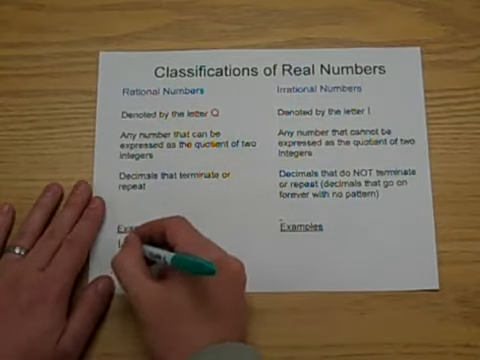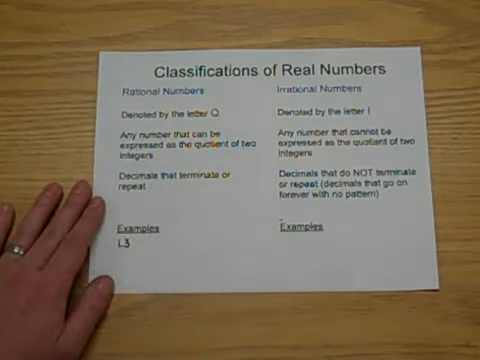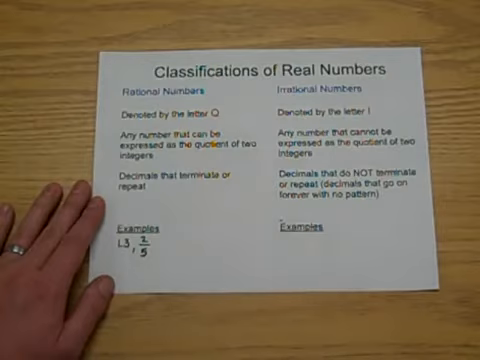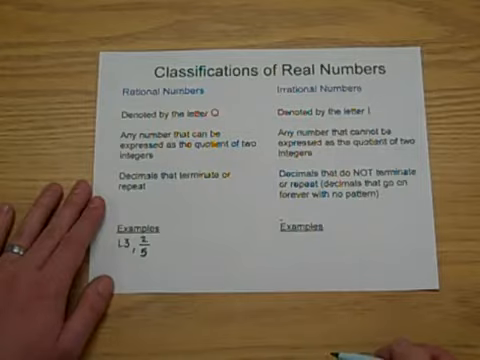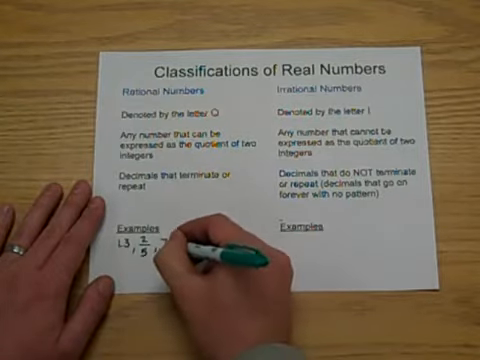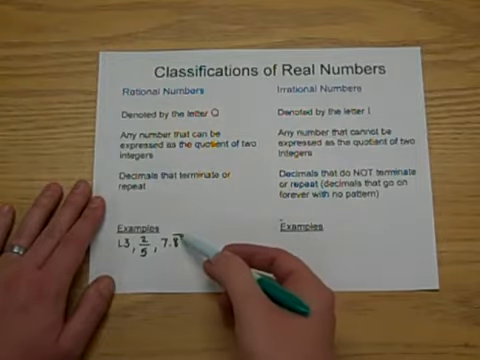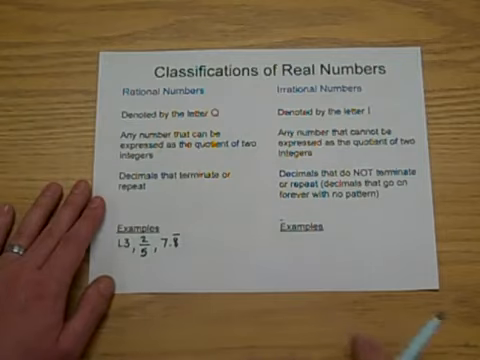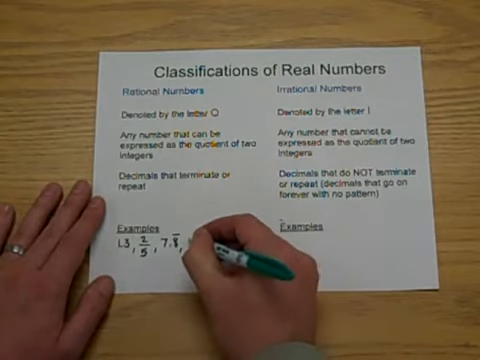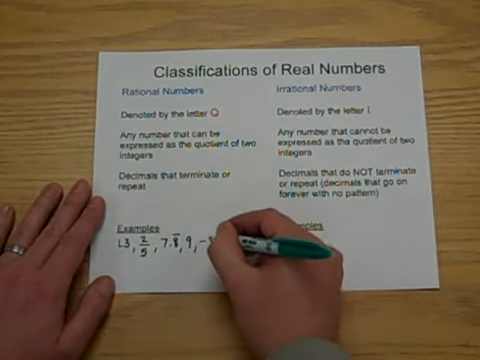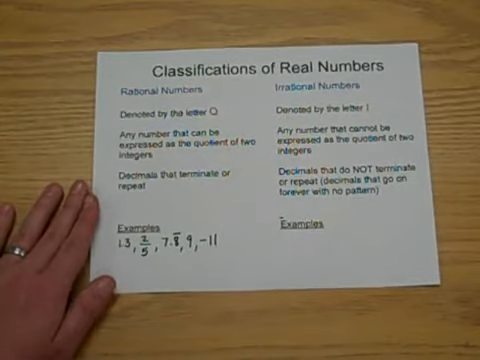Let's start with 1.3. That terminates, so that's a rational number. 2/5 is an example of a rational number. Translate that to a decimal, that's 0.4. 0.4 is a terminating decimal. 0.8 repeating. That line shows that it's a repeating decimal. Since it repeats, it's rational. 9, -11. Those are all examples of rational numbers.